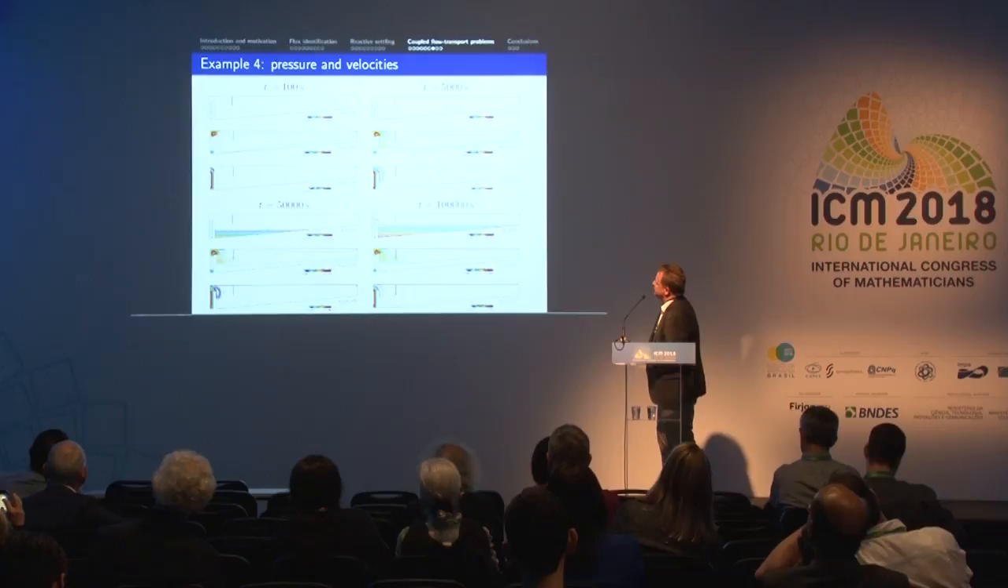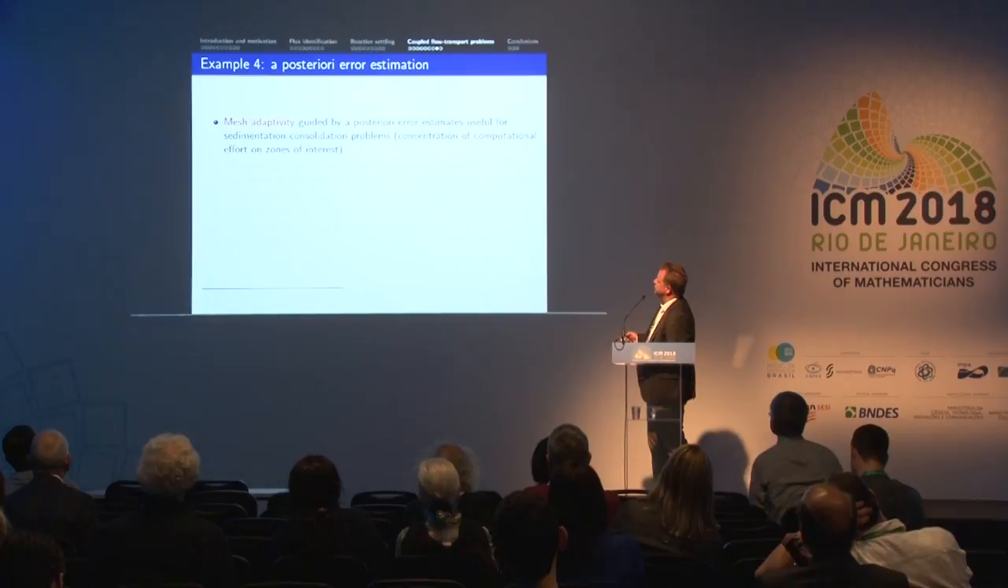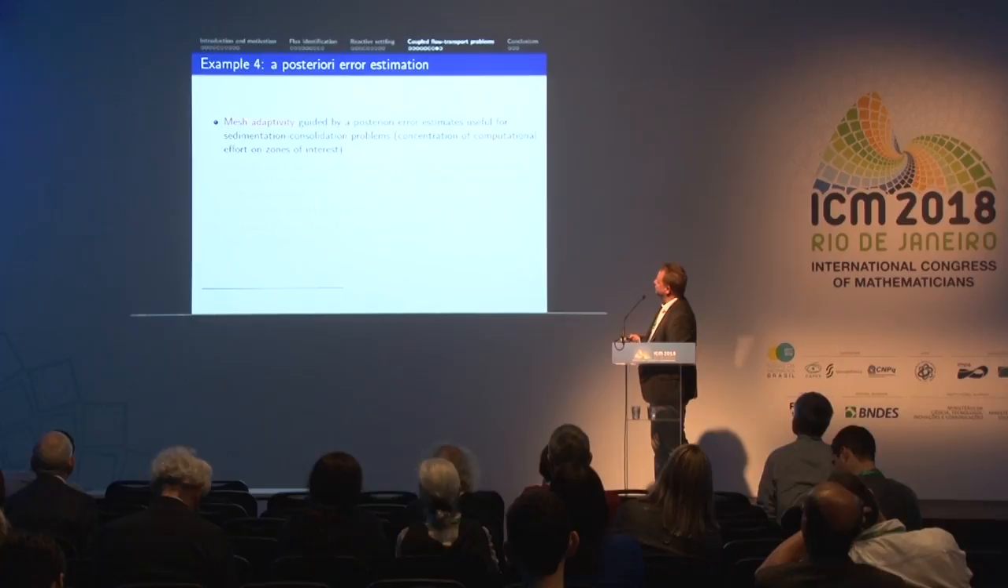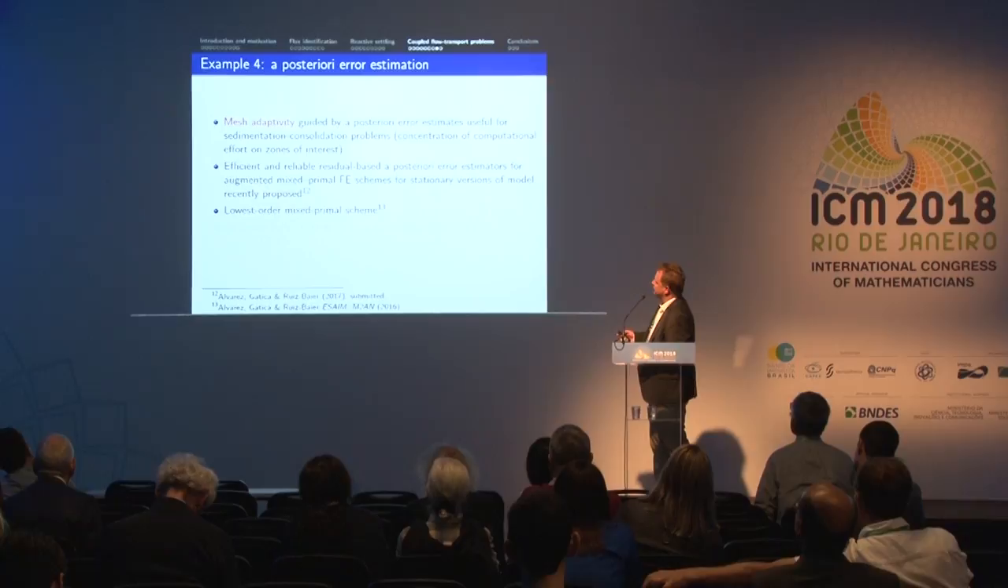These are the results corresponding to the pressure and velocity components, which I will not go into detail now. The more recent contribution was an a posteriori error estimation based on the mixed primal formulation. This was done by Alvarez, Gatica, and Ruiz Bayer in a paper that meanwhile has appeared. They proposed an error estimator for the stationary version of the equations.